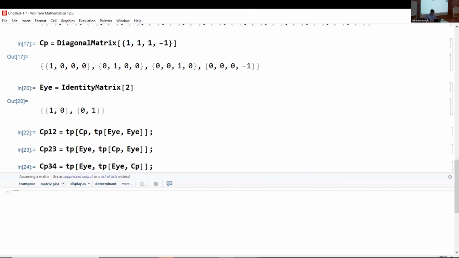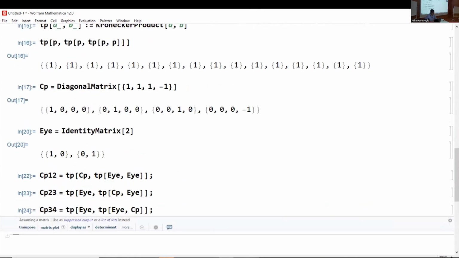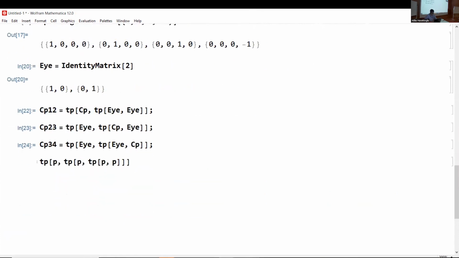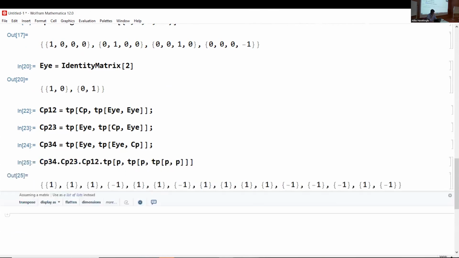Okay. Now I take this state, which I have created, the tensor product of all the plus states, and successively apply all the control phase operations. This is the physical description of the cluster state, what I have over here. It's just a column vector with 4 qubits.